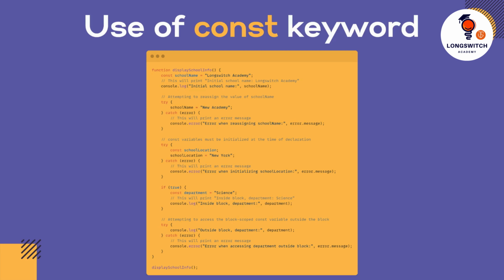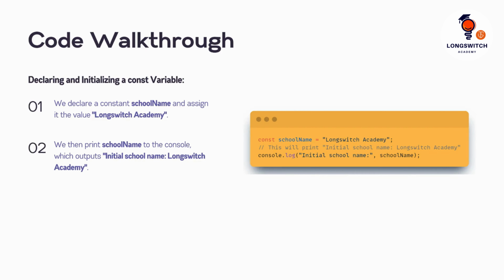Let's check out one code sample. In this example, we're demonstrating the use of const keyword. Here's a step-by-step explanation. We have declared a function named displaySchoolInfo. Inside that function, we are starting with declaring and initializing a const variable. We declare a constant schoolName and assign it the value "Longswitch Academy". We then print schoolName to the console, which outputs "Initial school name: Longswitch Academy".